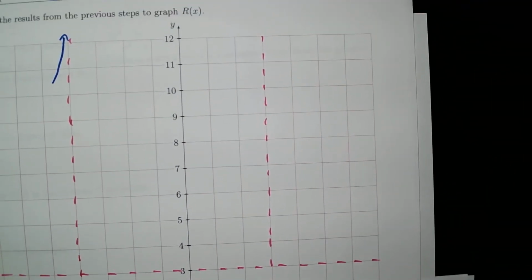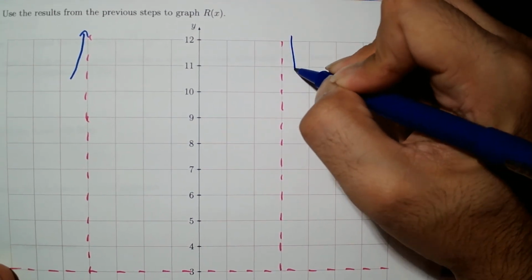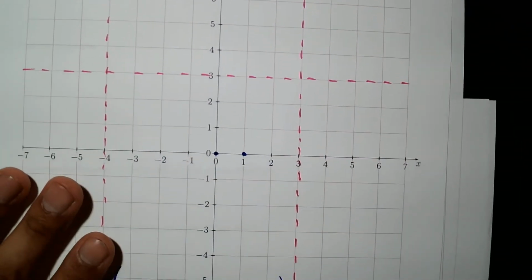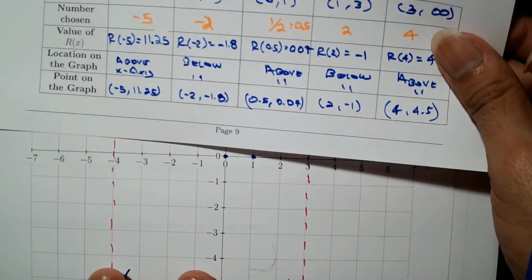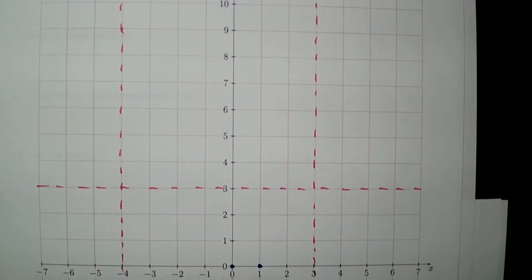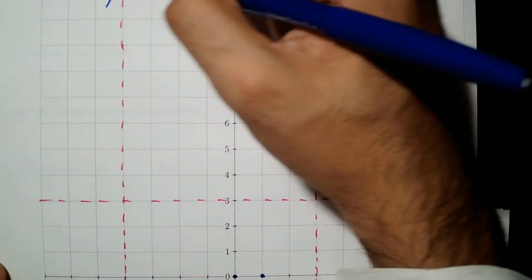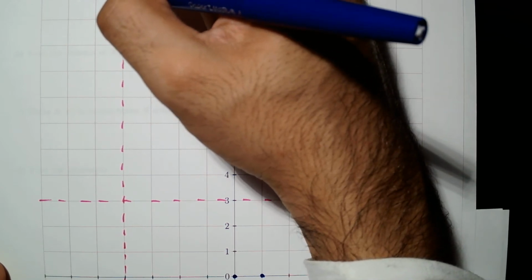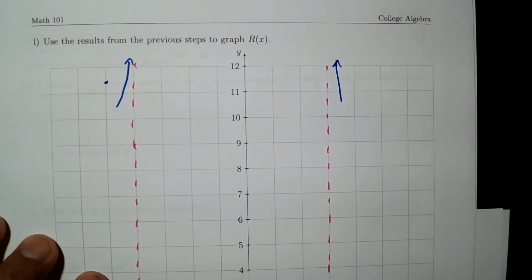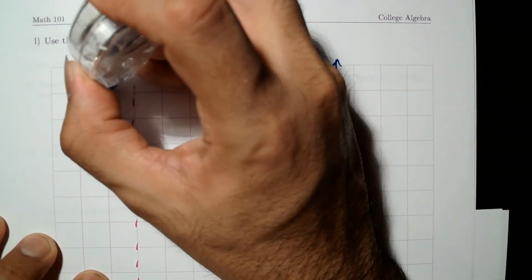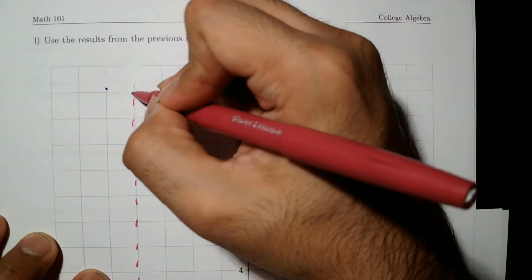Something like that over here. All right, let's plot the other points. We get the additional points. So we got -5, 11.25. Well, should have gone over here. Well, never mind. That's going to be 11.25. So let me erase this part of the graph. I'm going to make it a little better.